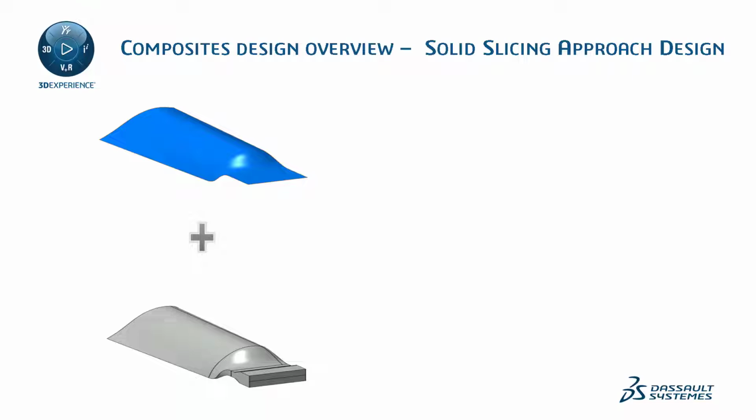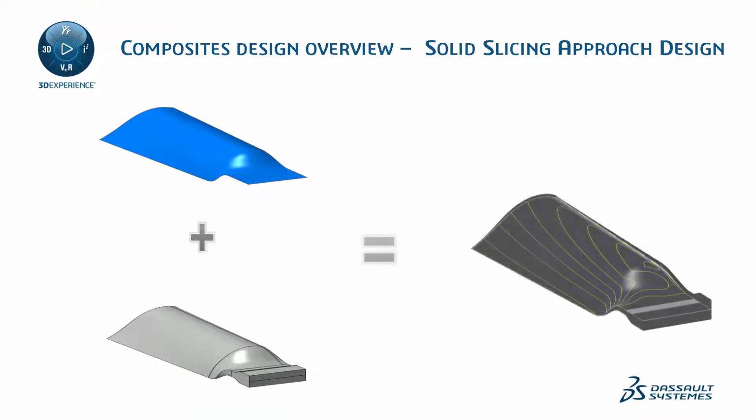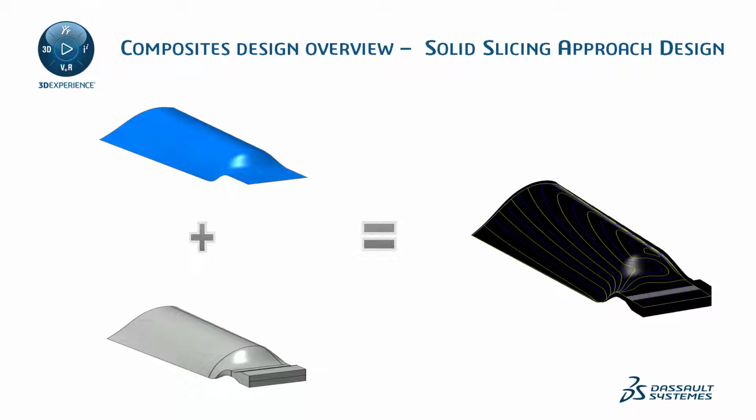The solid slicing approach design method is used for the cases where the two surfaces, outer mold line and inner mold line, are imposed. This method is similar to the grid approach design, except the plies are generated based on the volume of a defined solid instead of the ply stack-up definition. This approach is recommended and preferred when the final shape of a part is critical.